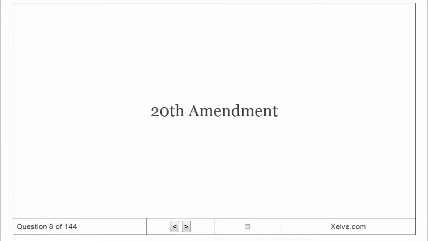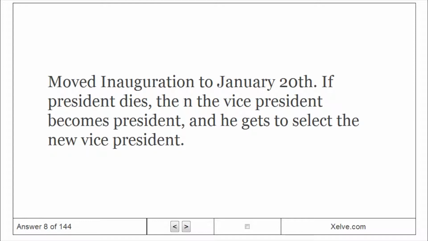20th Amendment moved inauguration to January 20. If the president dies, the vice president becomes president, and he gets to select the new vice president.